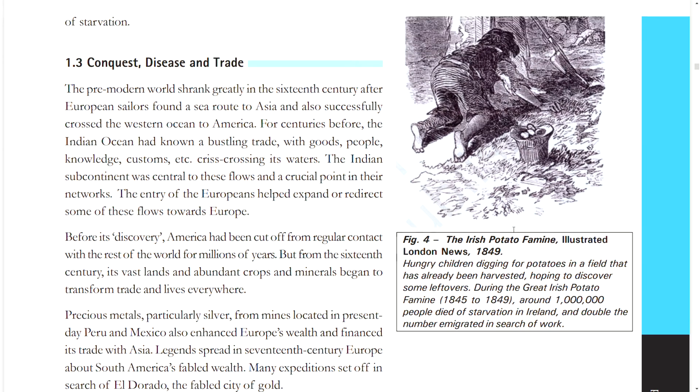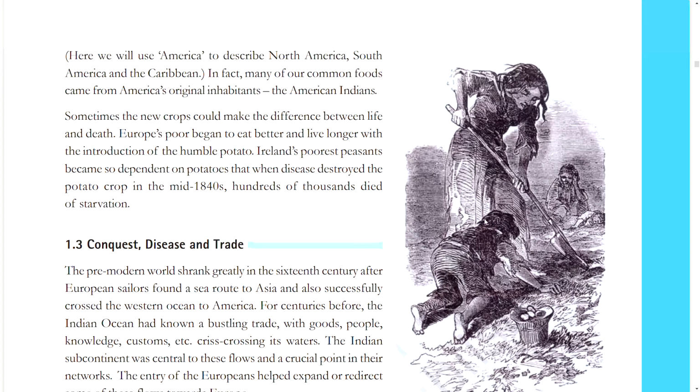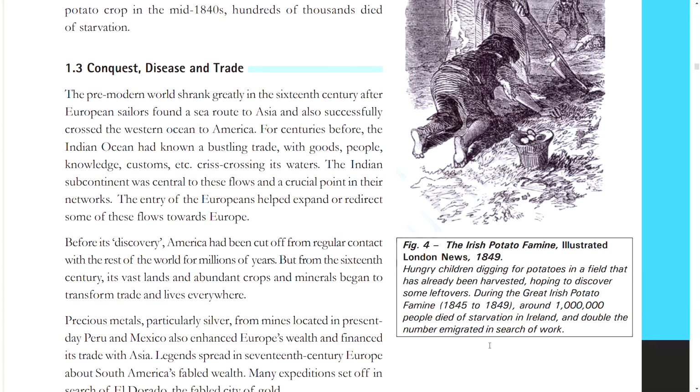Figure: the Irish potato famine, Illustrated London News, 1849. Hungry children digging for potatoes in a field that has already been harvested, hoping to discover some leftovers during the Great Irish Potato Famine, 1845 to 1849. Around 10 lakh people died of starvation in Ireland, and double the number emigrated in search of work.